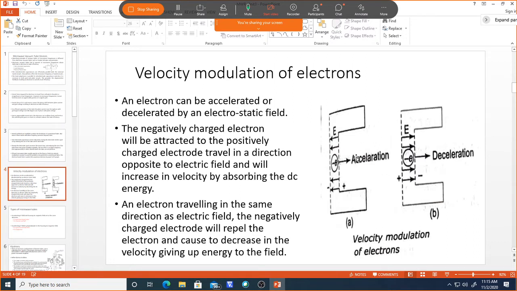By this concept, if we apply the RF field properly, either the electron will accelerate or it will decelerate. By doing this velocity modulation, we are able to collect the energy of the electrons maximally. This concept is adopted in microwave tubes to generate microwave power. Okay, so this is the concept of velocity modulation.